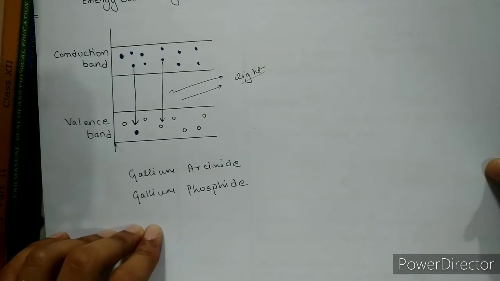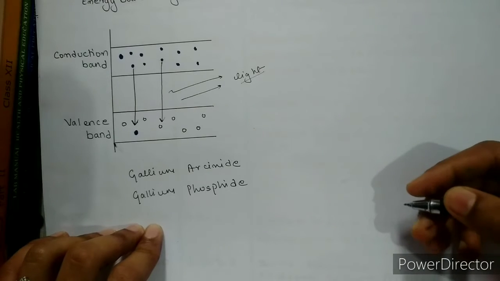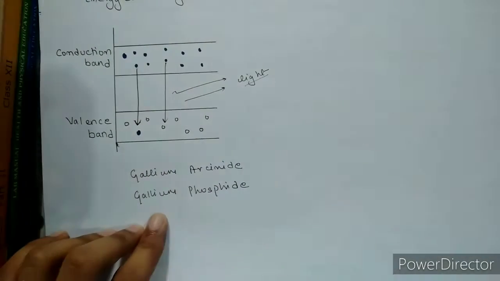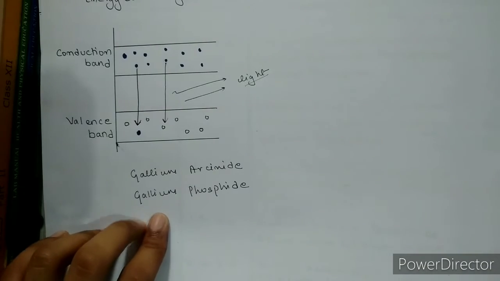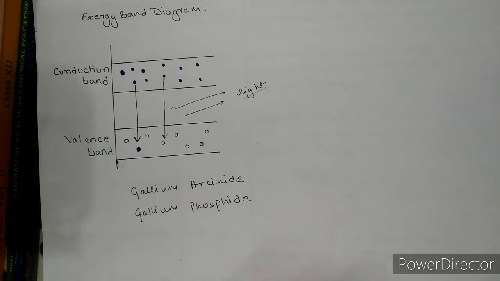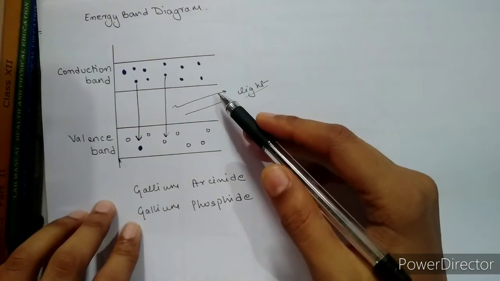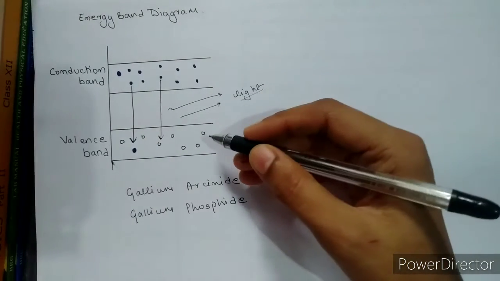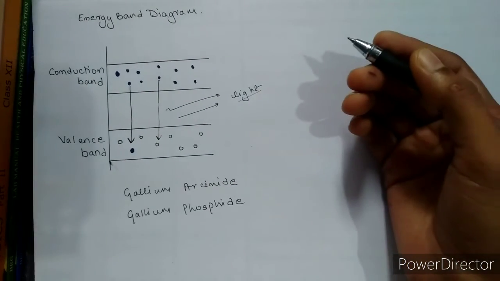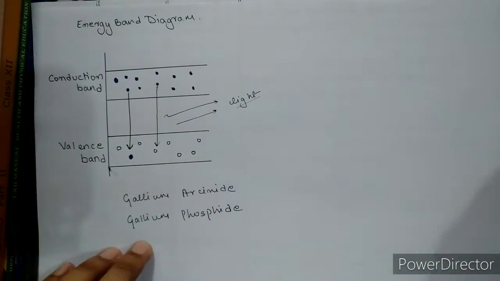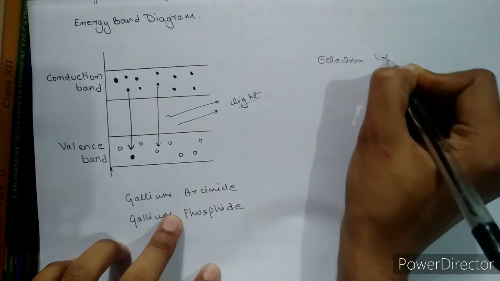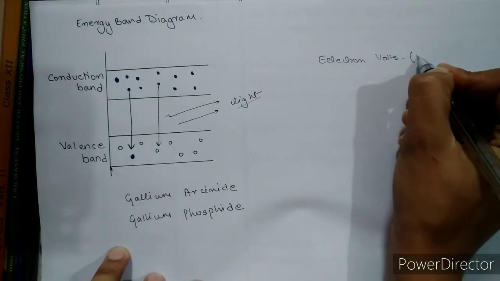That means the energy difference between the conduction band and the valence band is the energy released. Usually this band gap is represented here. The energy emitted is the difference between the conduction band and the valence band, which is usually represented in electron volts.